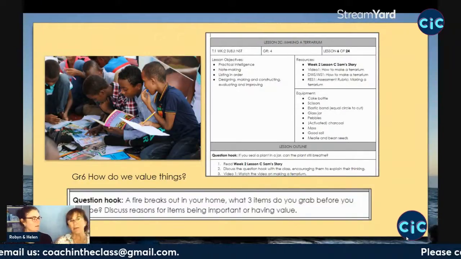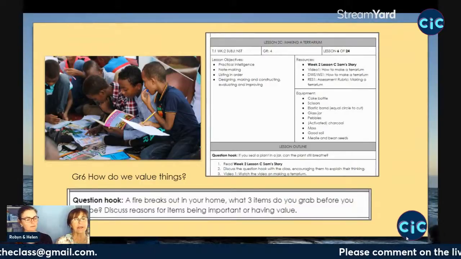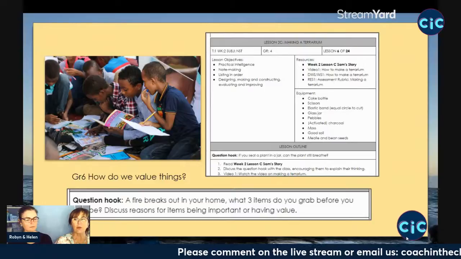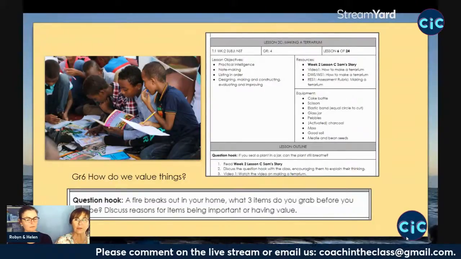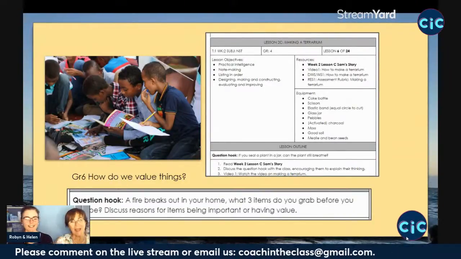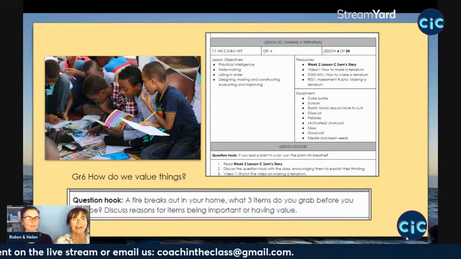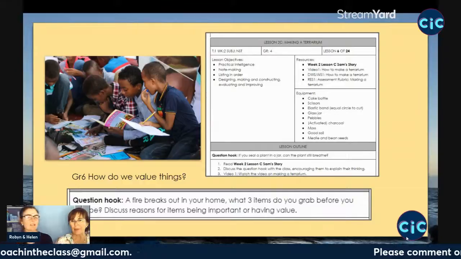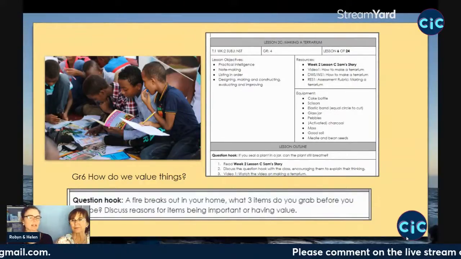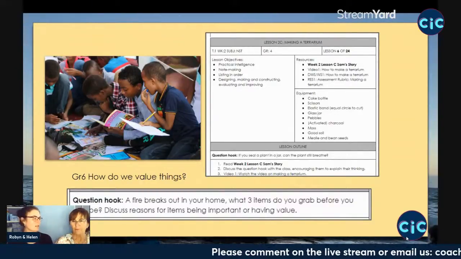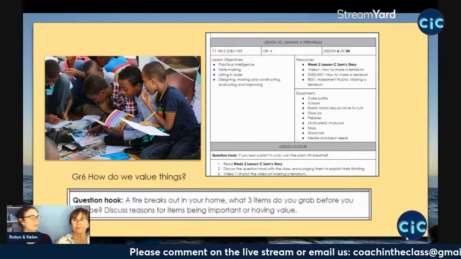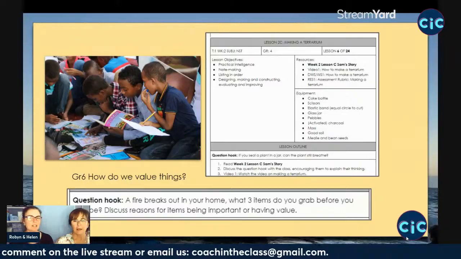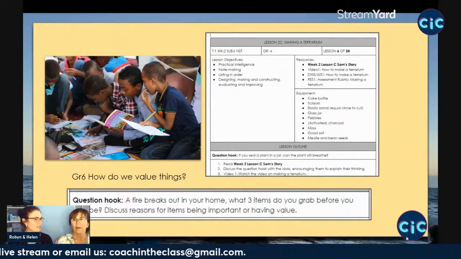Here's an example of something you did with grade 6s on how you determine value. You said, a fire breaks out in your home. What 3 items, besides your PlayStation, do you grab before you escape? And discuss the reasons for these items being important and having value. We're going to have a discussion in geography about trade and how things are valuable, but we want to make it personal and relevant to the child at the beginning, because that's how they attach meaning to those abstract concepts.